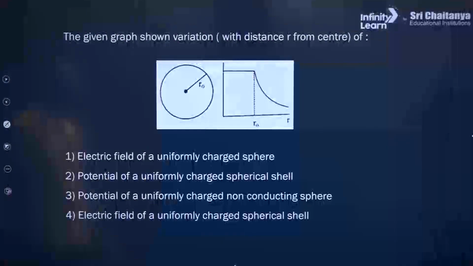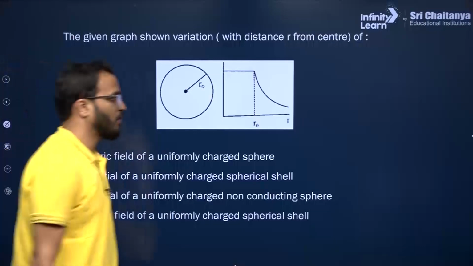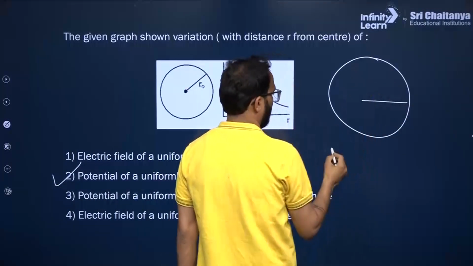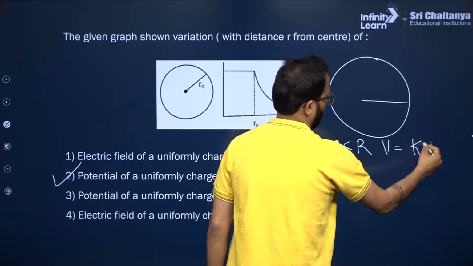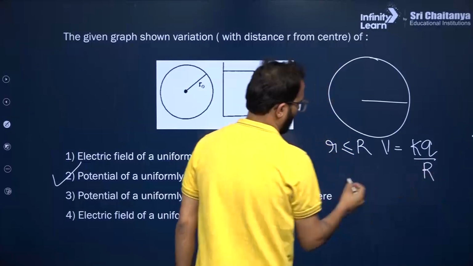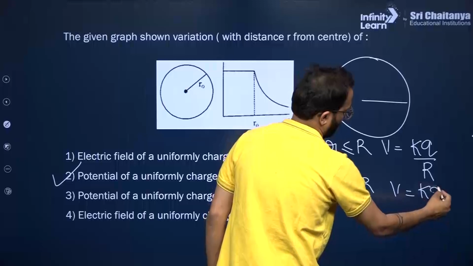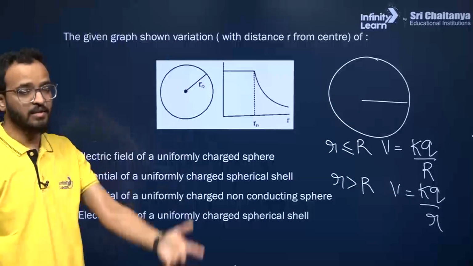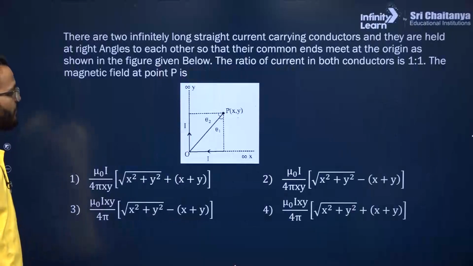Clear? Now this is obviously the potential of a uniform charged spherical shell, because we know that in a charged spherical shell potential is constant everywhere. So when r is less than or equal to capital R, potential is KQ by capital R, and when r is greater than capital R, potential is KQ by small r. So it is constant all over inside till the surface, and after that it decreases. So obviously B option is correct.